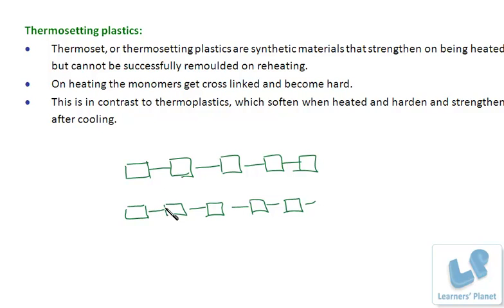Now when this is heated, these monomers will get cross-linked. Once they are cross-linked, they will become hard. Normally, what happens with thermoplastics? When a thermoplastic is heated, it comes to a liquid state, and when the temperature is lowered, when it is frozen, it becomes hard. But in thermosetting plastics, when they are heated, they get cross-linked and they become very, very hard.